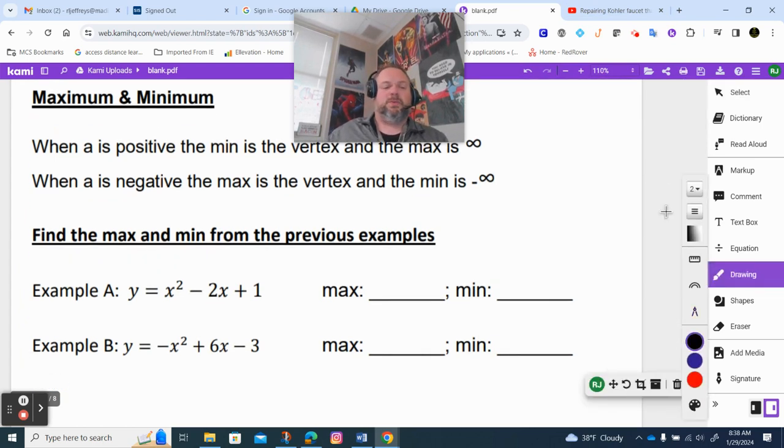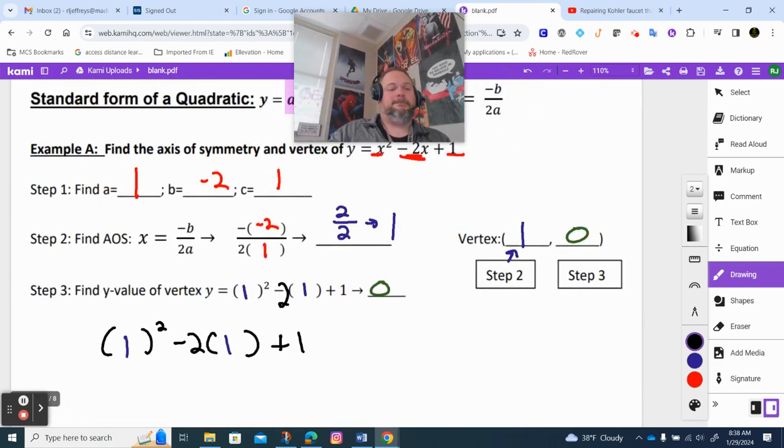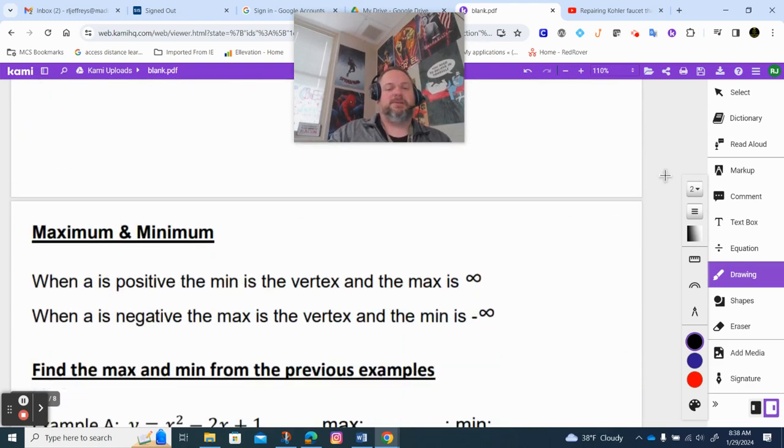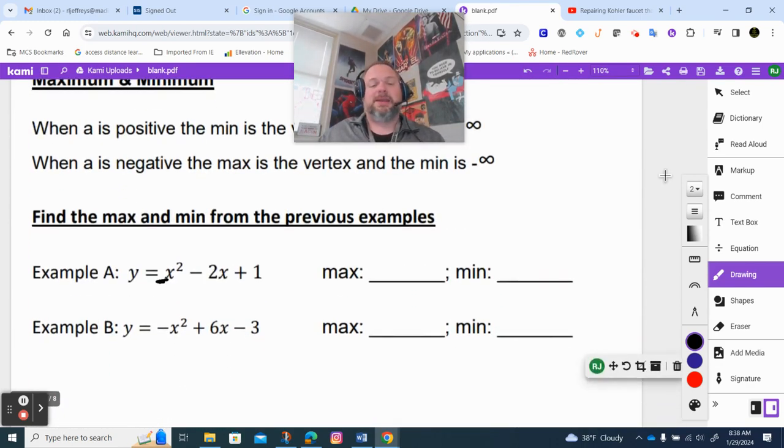So for this one, this is our example A. Our A was positive, right? Yeah, we had a positive one. All right, so our max is going to be infinity. For this one, our min's going to be negative infinity because our A is negative.